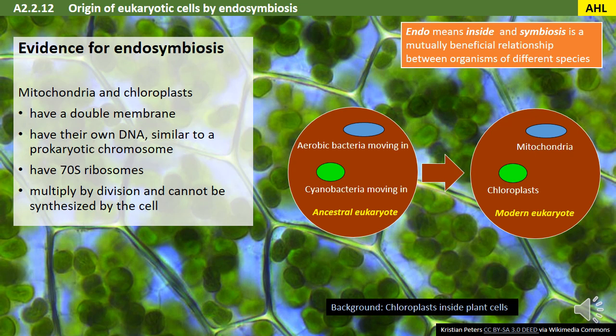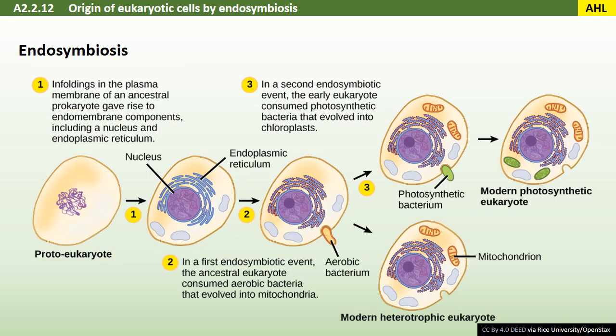And 4, these organelles multiply by division. So they cannot be synthesized by the cell like everything else in the cell. The cell cannot build them. These organelles multiply by division, just like prokaryotes do. Here's a great illustration of endosymbiosis, where you can also see how it was preceded by the cell membrane folding to form the nuclear membrane and the endoplasmic reticulum and other endomembrane components.